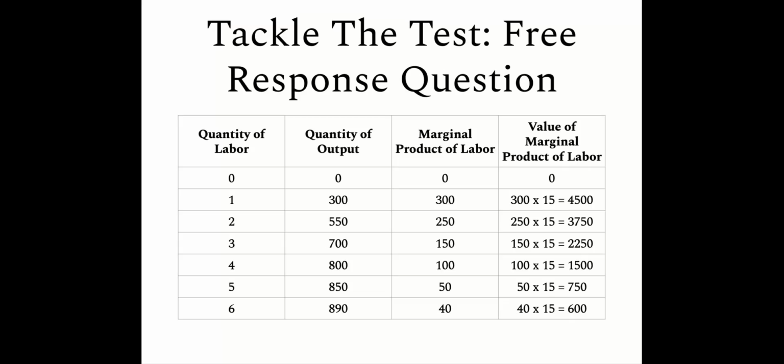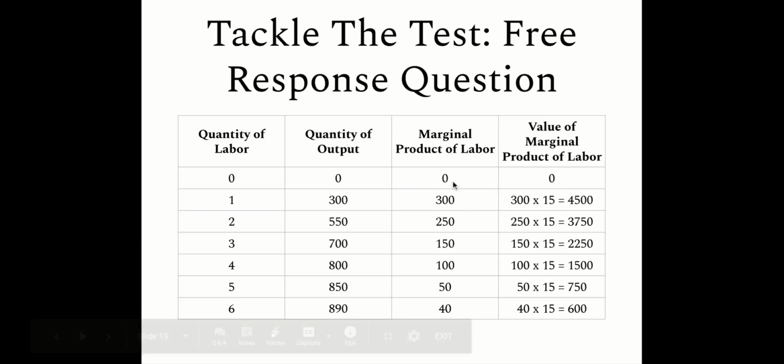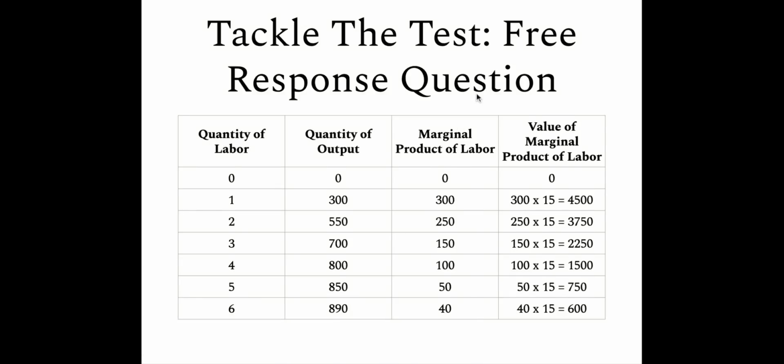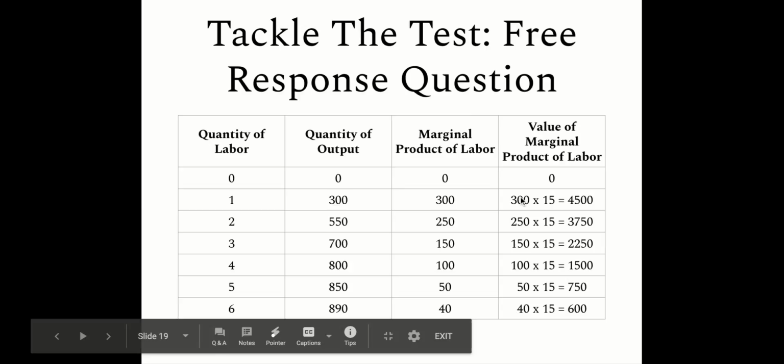Okay, welcome back. So when we take a look at the answer here, the easiest thing to do is to make a table. So notice how I have my quantity of labor, the quantity of output, and then what I had to do was find marginal product. All this was subtracting. So we go 300, 550 minus 300 is 250, 700 minus 550 is 150, you get the point. And we know that we can sell any of these for a price of $15. So all I did here was 300 times 15, 250 times 15, and I got my values there.